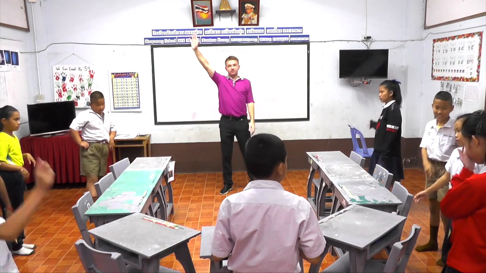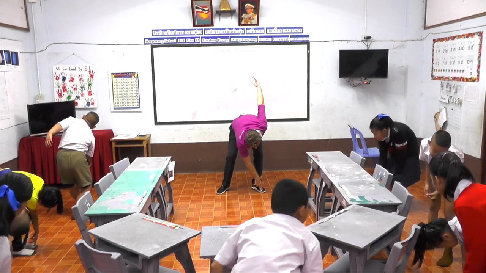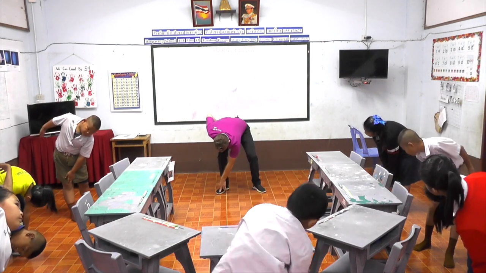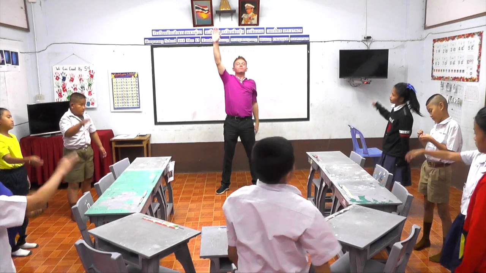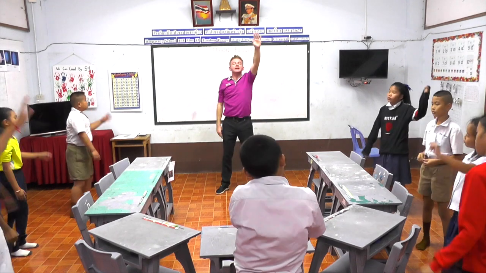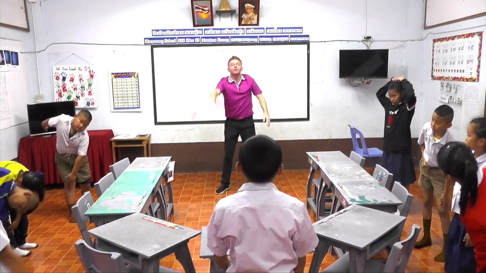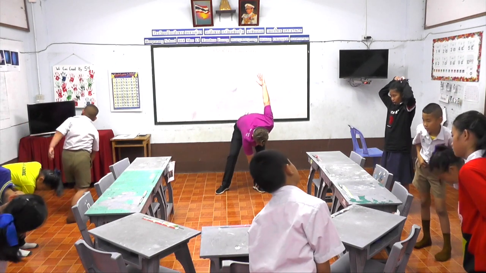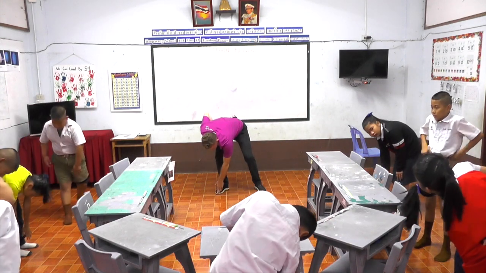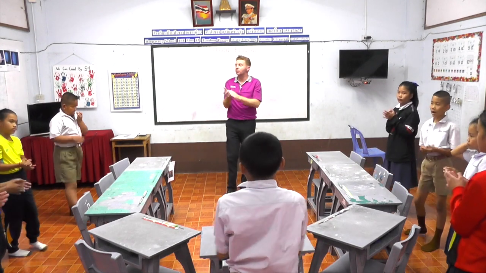Next, we'll take our right hand and we'll find our left foot. And then left hand, right foot. Right hand, left foot, left hand, right foot, right hand, left foot, left hand, right foot. And to finish, guys, we will do five claps. One, two, three, four, five.